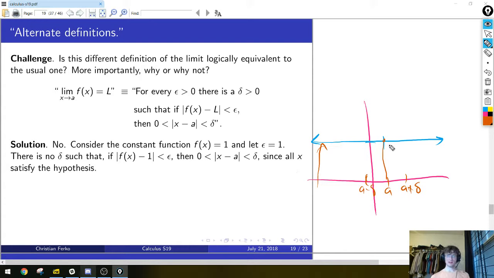So that's why this definition doesn't work, because the limit existing is the statement that close inputs give you close outputs. That's not the same as close outputs give you close inputs. You can pick very, very far away inputs and get the same output.